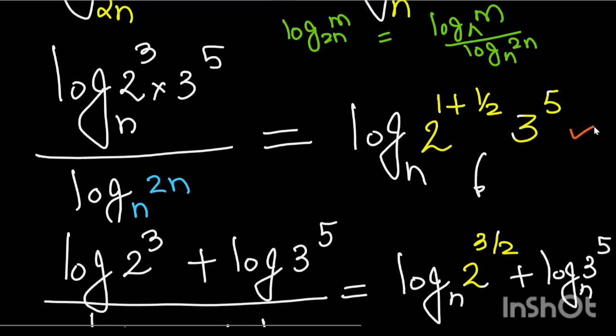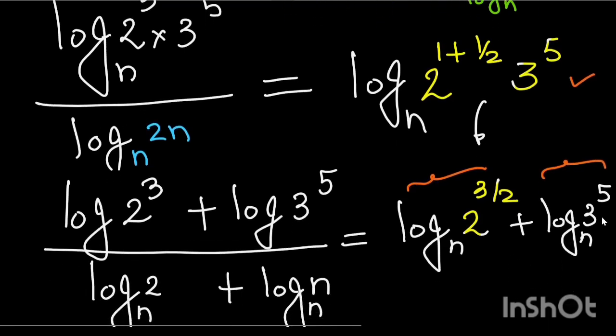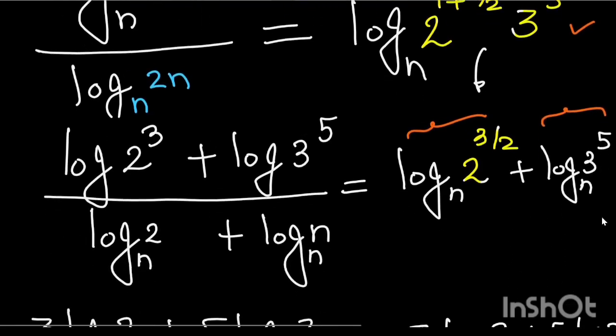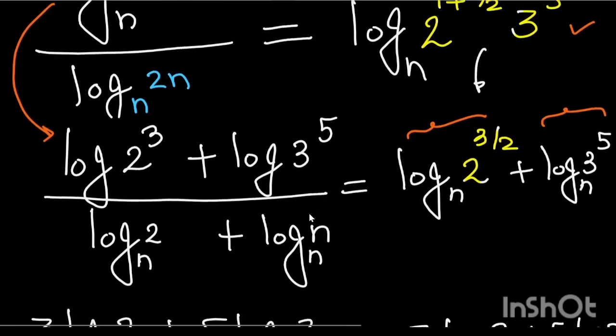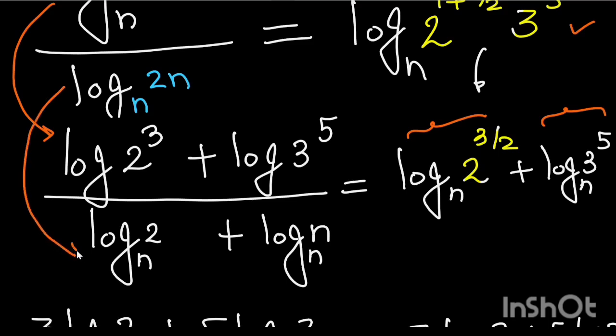Log mn is log m plus log n. So here that would be the step on the right hand side, and here as you can see, the same way we will do. Log mn is log m plus log n, so 2 cube into 3 to the power 5 becomes log 2 cube plus log 3 to the power 5. In the next step, in the denominator also, we will use log mn is log m plus log n.